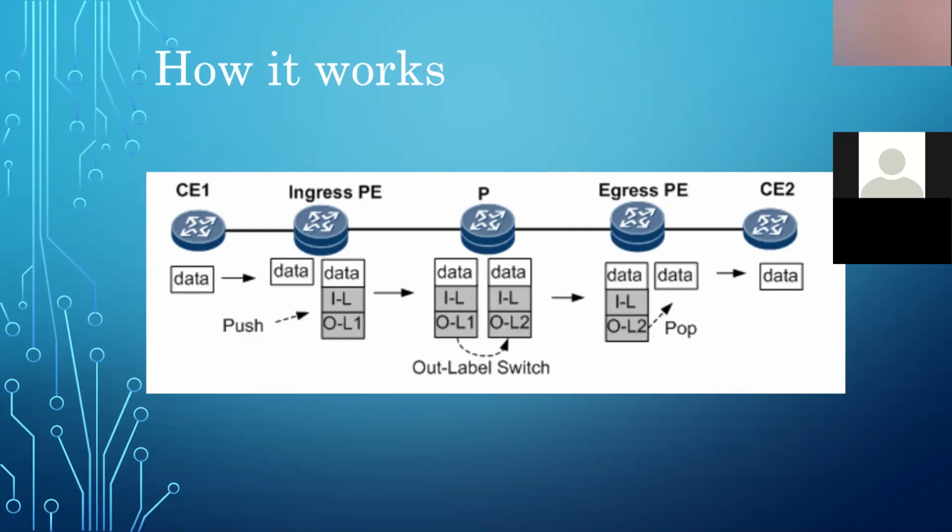It will pop OL1 and forward to the next hop, that means PE2, and PE2 will only forward the data to the customer edge. It would use PHP, or penultimate hop popping, because any MPLS label shouldn't be transferred to the customer, but only the data will be transferred to the customer. So this will be removed.